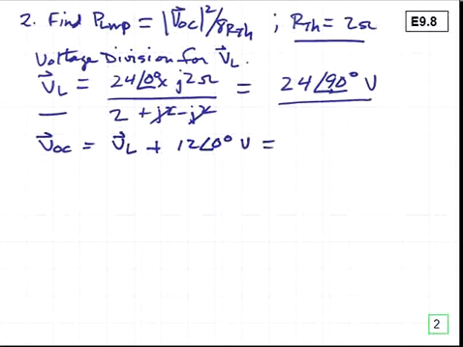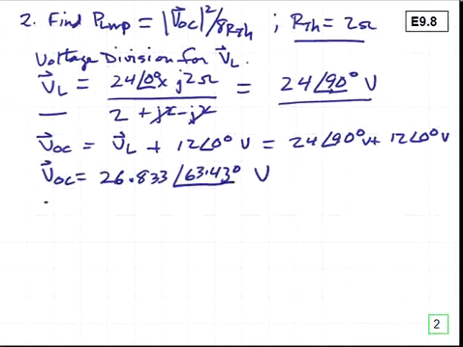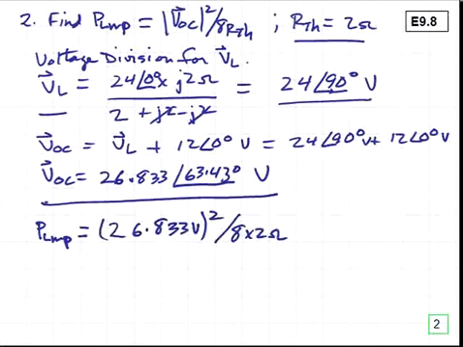This is equal to 24 at an angle of 90 degrees plus 12 at an angle of 0 degrees volts, or V OC is equal to 26.833 at an angle of 63.43 degrees volts. Now we're ready to calculate that maximum power which can be delivered to that matched load as 26.833 volts squared divided by 8 times the 2 ohm Thevenin resistance. And this is equal to 45 watts.